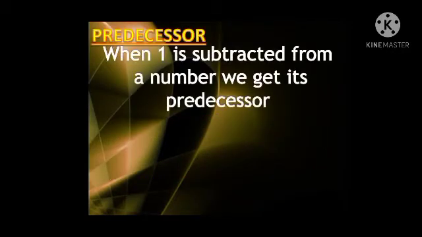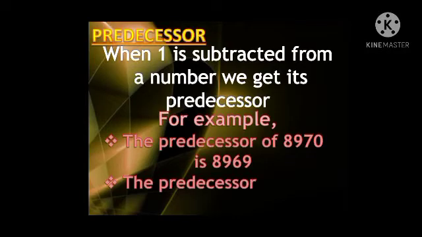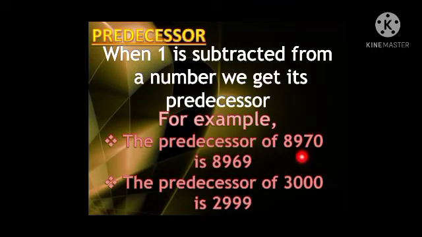Predecessor. When 1 is subtracted from a number, we get its predecessor. For example, the predecessor of 8970 is 8969. To find the predecessor, you have to subtract 1 from the given number. 8970 minus 1 is 8969. The predecessor of 8970 is what?